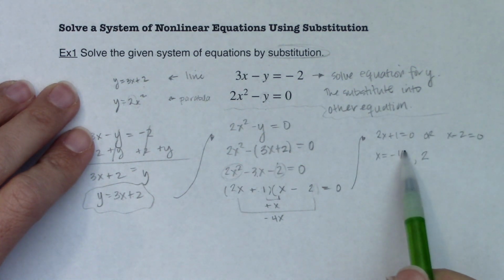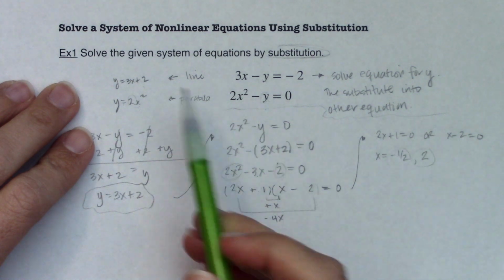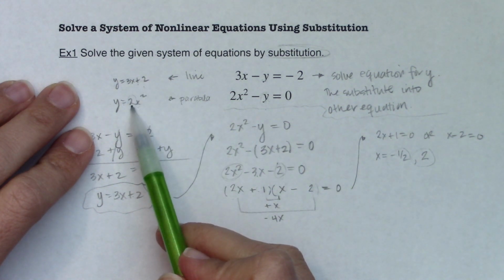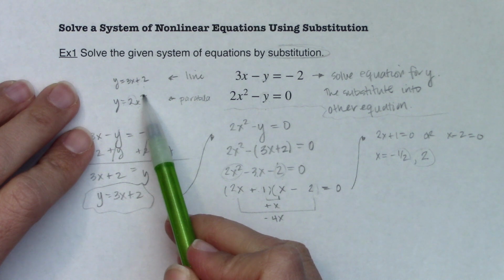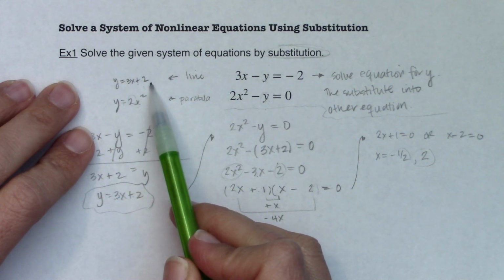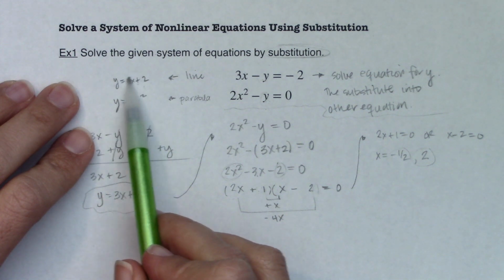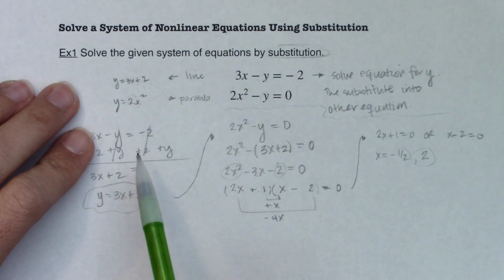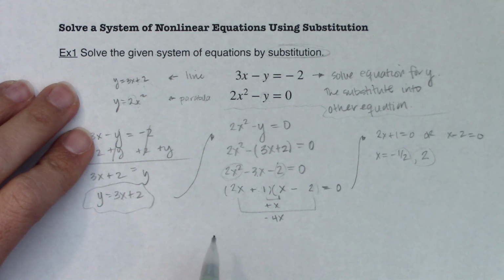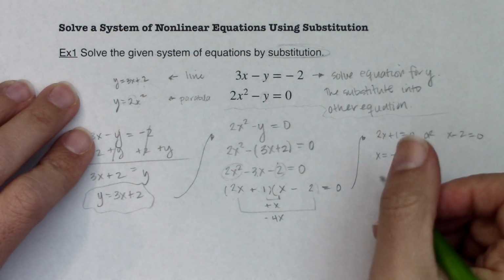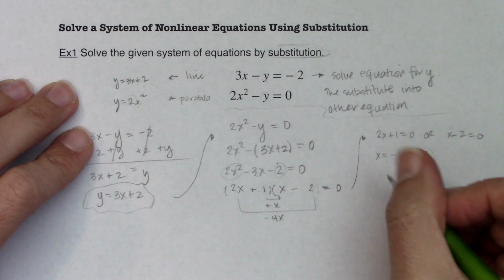So what I can do is I can take x being -1/2 and 2, and I can plug it into either of these 2 equations. I can plug it into 2x squared, or I could plug it into 3x plus 2. And just for my own brain, I'm going to go ahead and do 3x plus 2, because I just think that'll be an easier formula to plug into. So let's go ahead and finish this out.